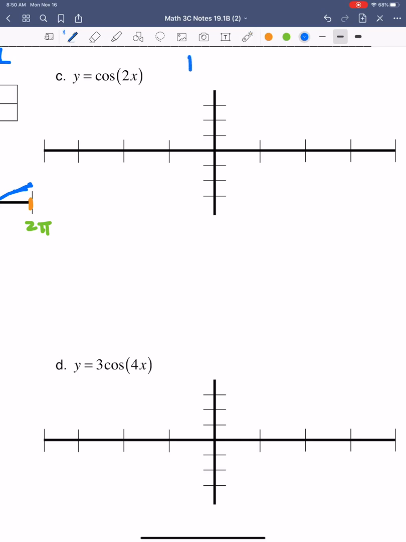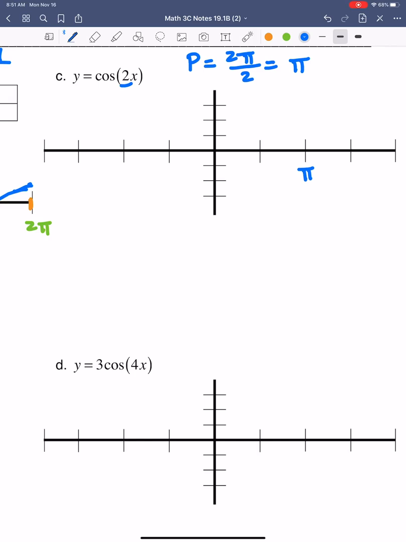So I'm going to say the period, this is always the formula, is going to be 2 pi divided by whatever that number is. In this case, it's 2. So that means my period is going to be pi. So remember, it goes pi over 2, and then pi is the second tick mark. And I've got to get through one full cycle of my cosine curve by the time I hit there, right?